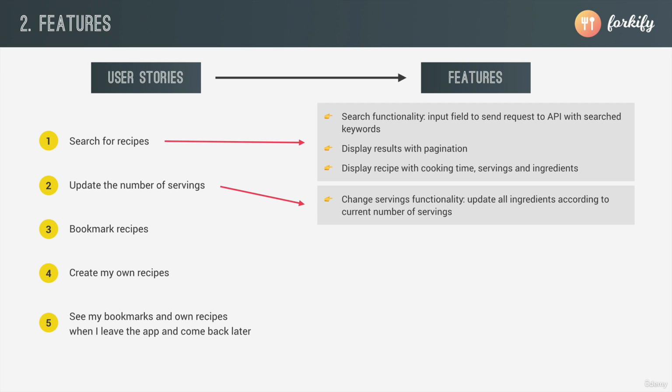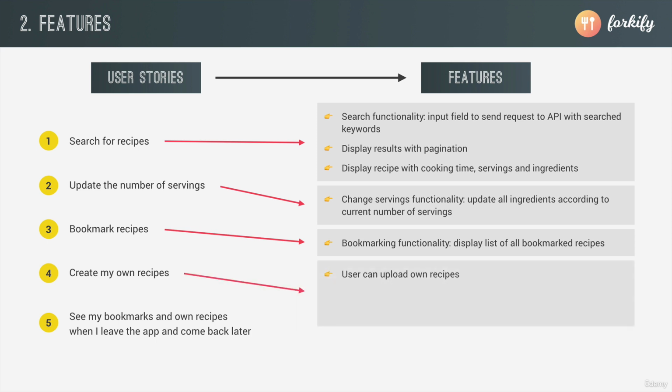Then in order to bookmark recipes, we simply need a functionality for that. So basically allowing users to bookmark the recipe and then display a list of all of them somewhere on the page. Then for the next user story, what we need is basically a feature that allows users to upload their own recipes, which should then automatically get bookmarked so that the user can easily find all of their own recipes.